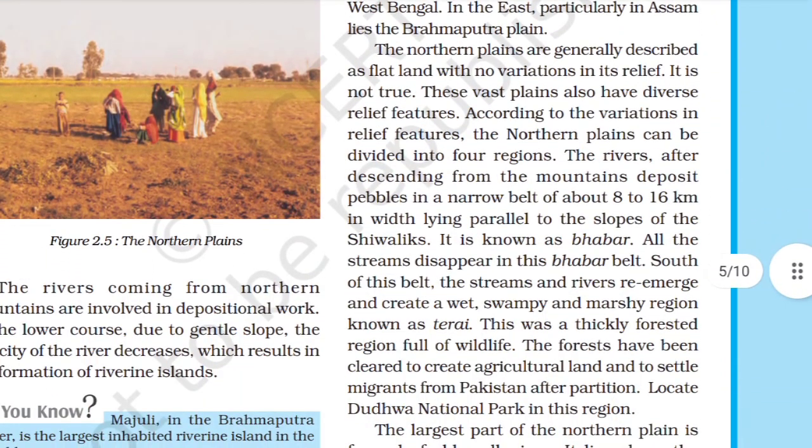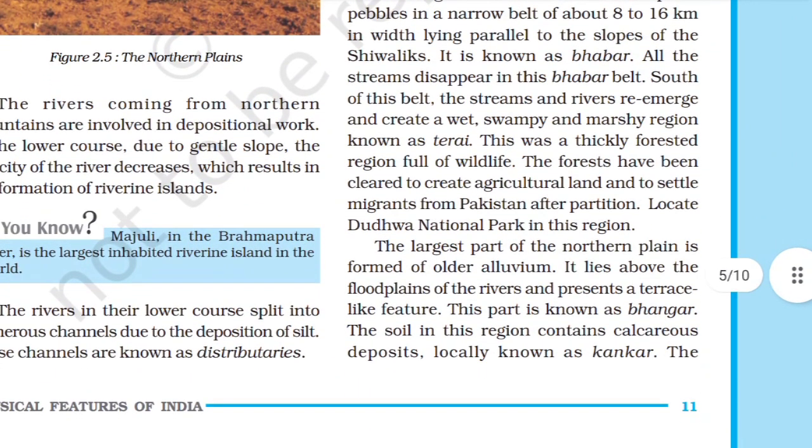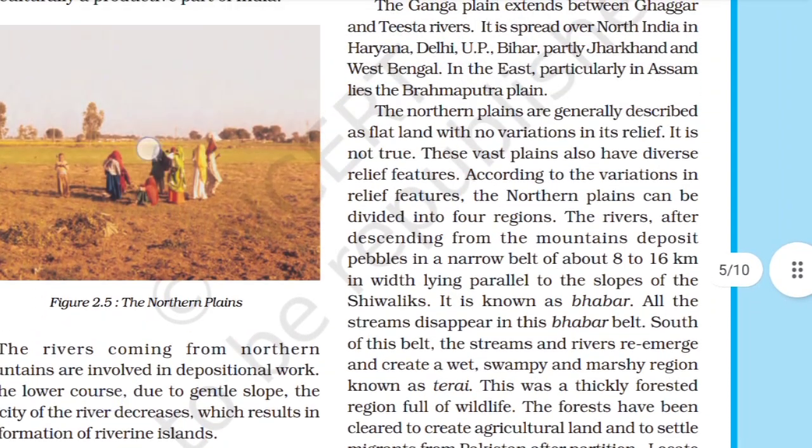The rivers coming from the Himalayan mountains are involved in depositional works. In the lower course, due to gentle slope, the velocity of the river decreases, resulting in the formation of riverine islands. So, Majuli in the Brahmaputra river is the largest inhabited riverine island in the world. The river in the lower course splits into numerous channels due to deposition of silt. These channels are known as distributaries.